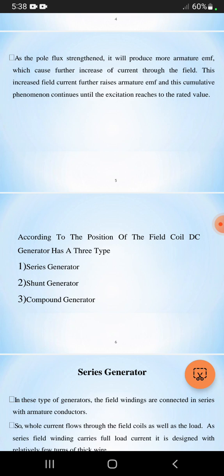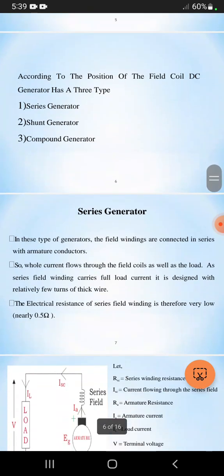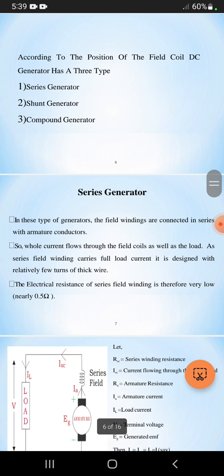So according to the position of the field coil, the DC generator has three types: the series generator, shunt generator, and compound generator. Then I'm going to talk about the series generator.